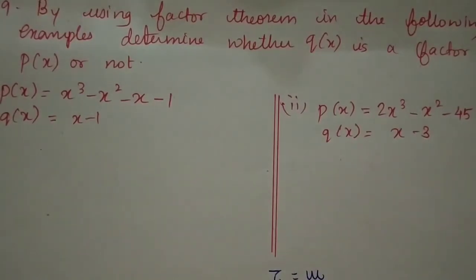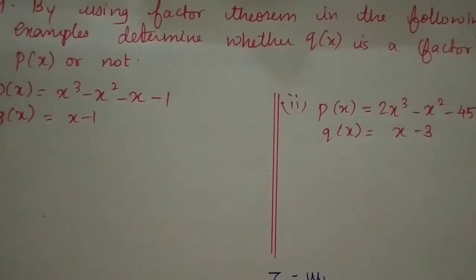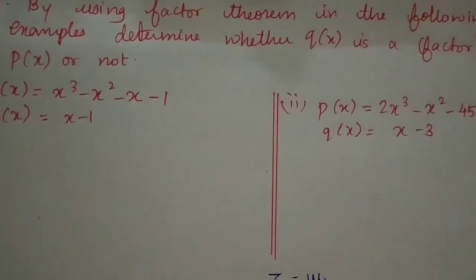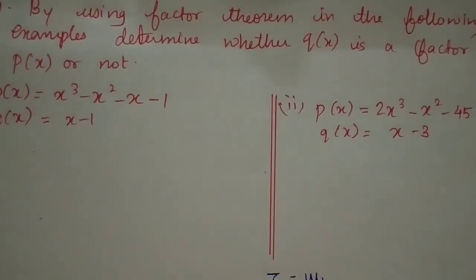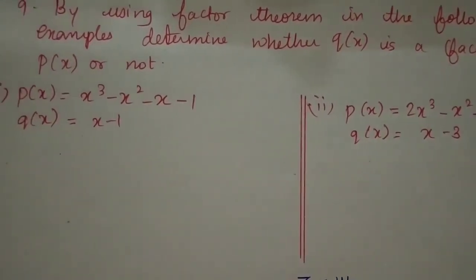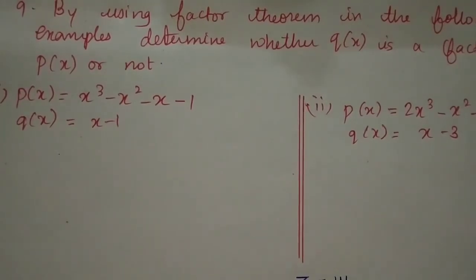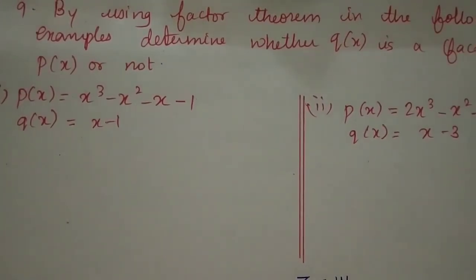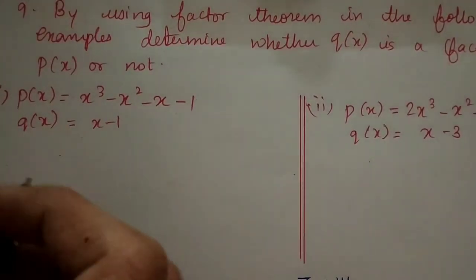By using the factor theorem in the following examples, determine whether q(x) is a factor of p(x) or not. This we have already done, children. If we are supposed to find out whether any polynomial is a factor, what we do is put the value of the divisor in the dividend, and if we get the answer as 0, then it is a factor. If we do not get the remainder as 0, then it won't be a factor of the given polynomial.